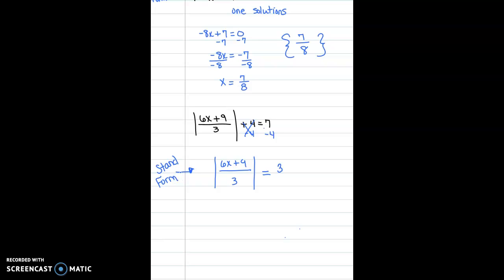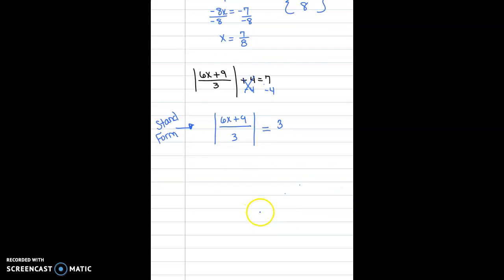Does it have a solution? Yes, it does, because this is a positive 3. What are my two equations? Drop the absolute value symbols. So I have 6x plus 9 over 3 equals 3. That's one equation. And 6x plus 9 over 3 equals negative 3. That is my second equation. Then it may say solve.